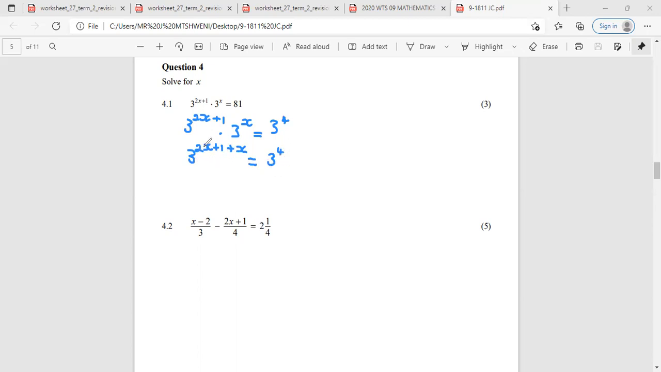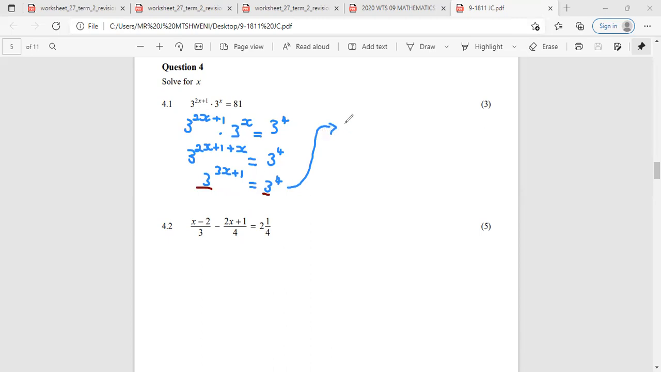From here, you can add the exponents and say 2x plus x equals 3x, plus 1, equals 3 to power 4. For the sake of space, can I continue this side? So the bases are the same. Let me use a different color just to show. The bases are the same, we just write the exponents. If the bases are the same, we write the exponents.